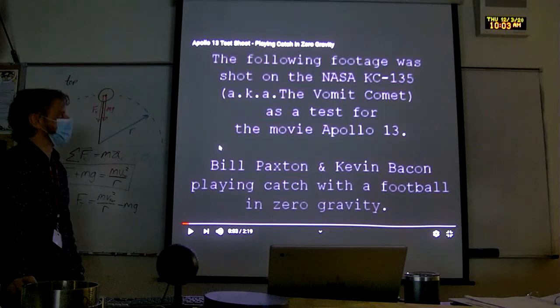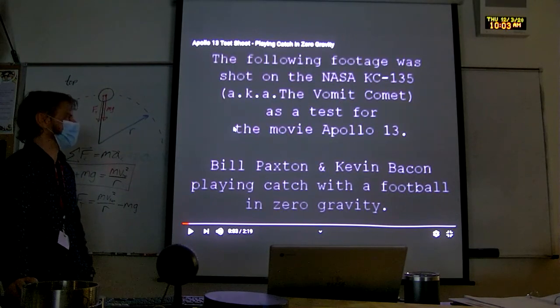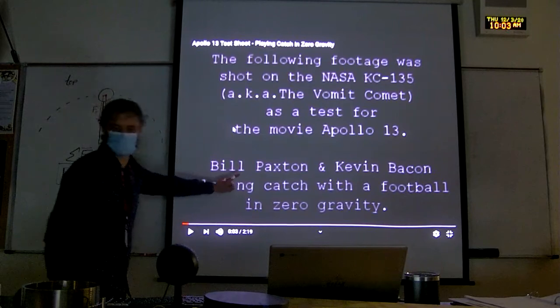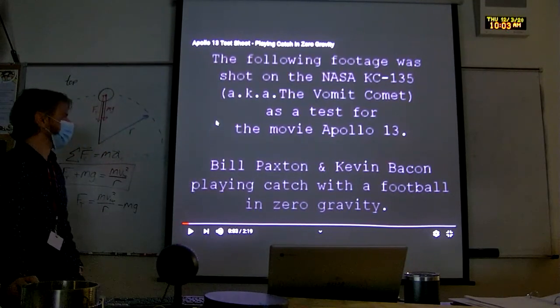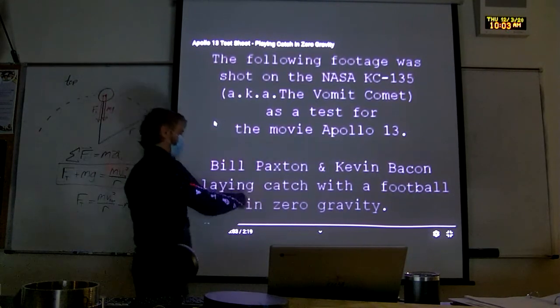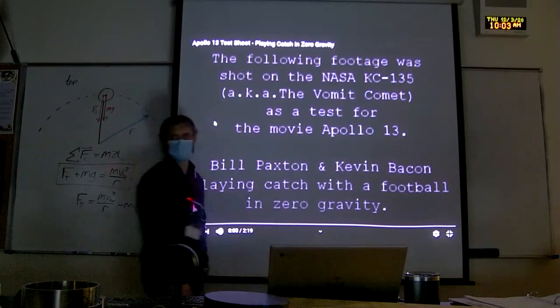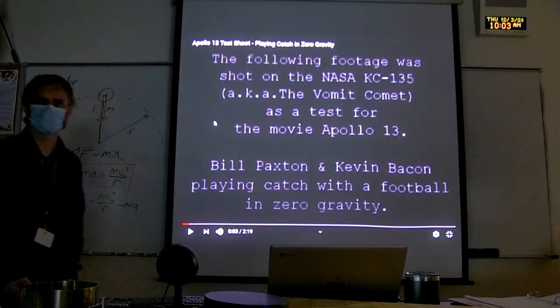as a test for the movie Apollo 13. This is Bill Paxton and Kevin Bacon. R.I.P. Bill Paxton. That was pretty recent. That was a sad day. And look, they get it wrong though. Playing catch with a football in zero gravity. It's not zero gravity. They're just in free fall.